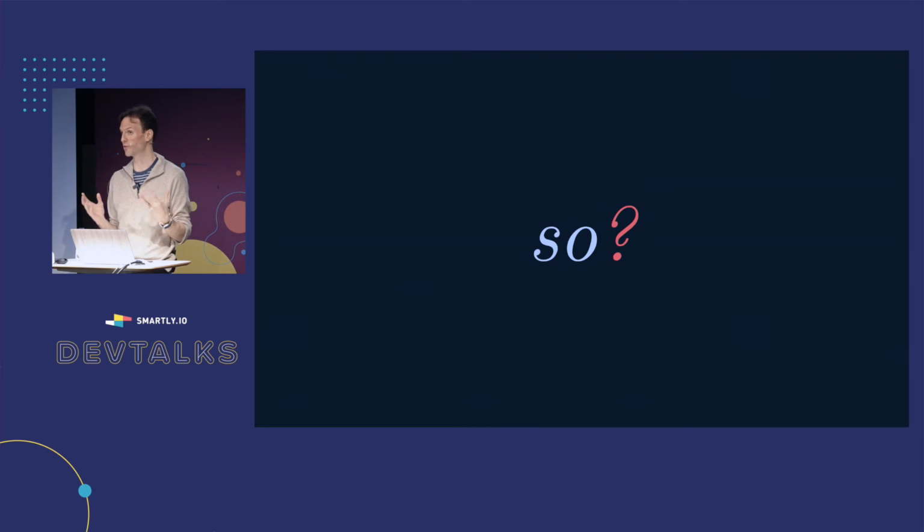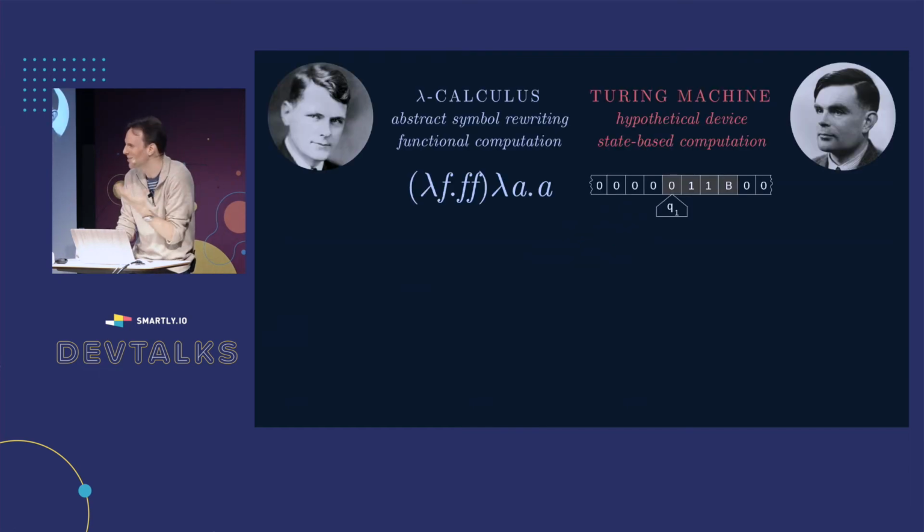OK, I talked about this for 35 minutes. Who cares? What is the point? Why do we care about any of this? Let's find out. I talked about Lambda Calculus and Turing Machines. Why are Turing Machines exciting? Simple. They are simple. So is Lambda Calculus. They're both so simple that it's almost hard to do anything with either of them, right?